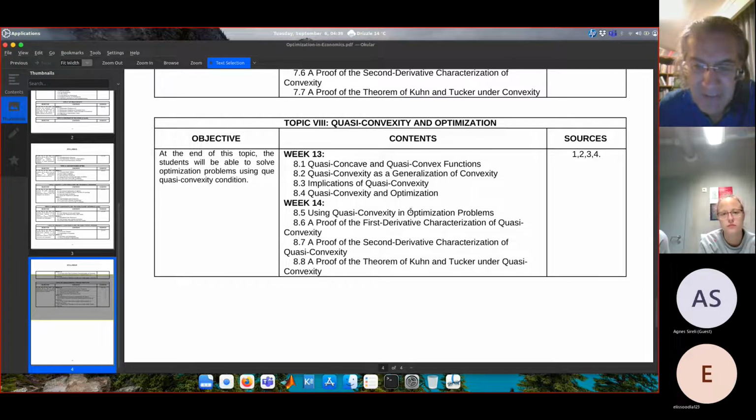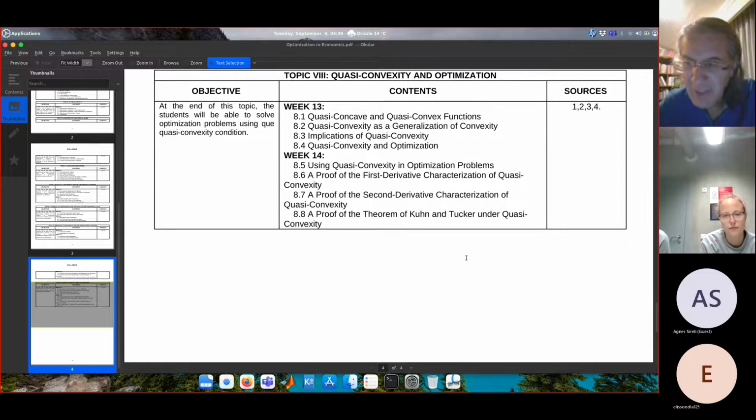using quasi-convexity in optimization problems, a proof of the first derivative characterization of quasi-convexity, a proof of the second derivative characterization of quasi-convexity, and finally a proof of the Kuhn-Tucker theorem under quasi-convexity. So those are all the topics that we're going to cover in this semester.